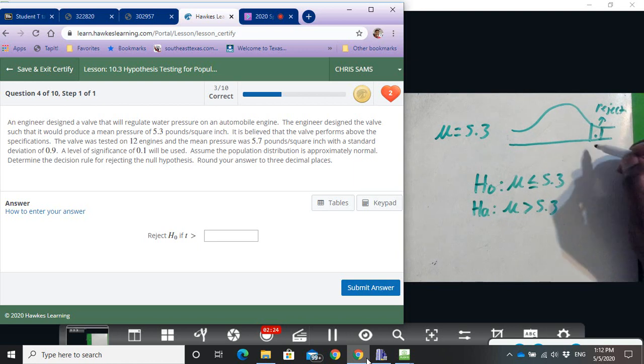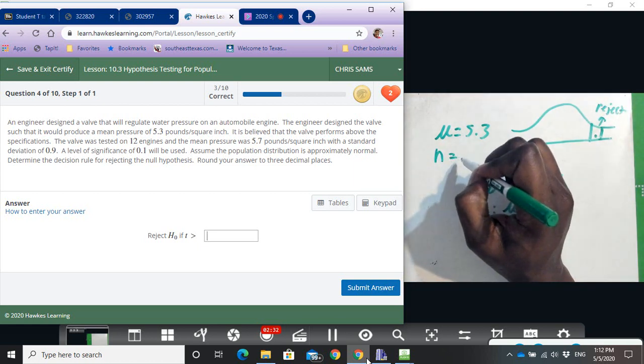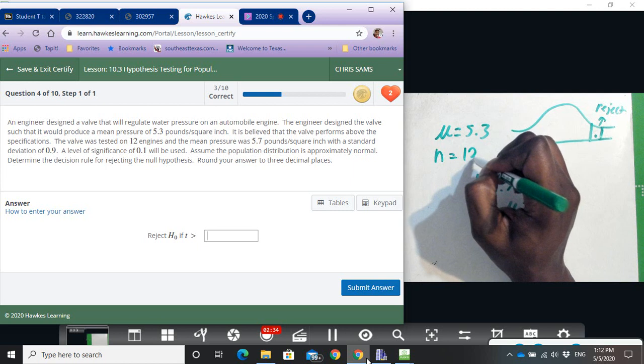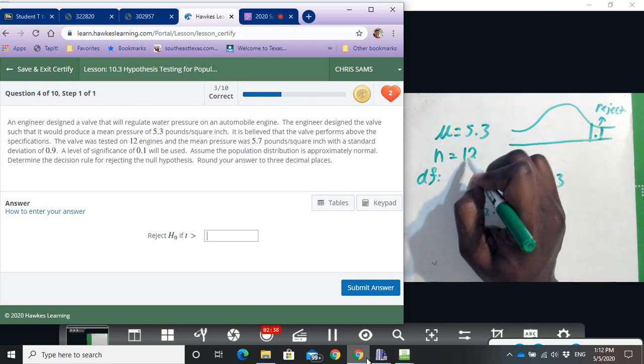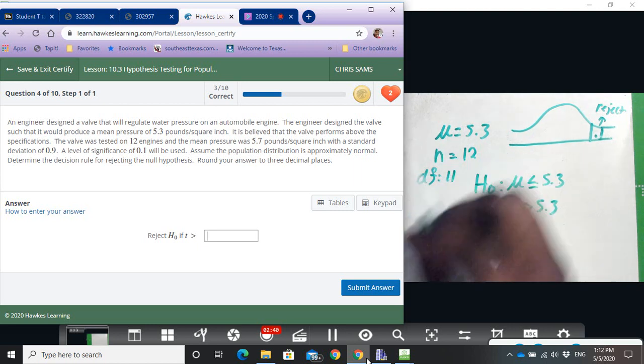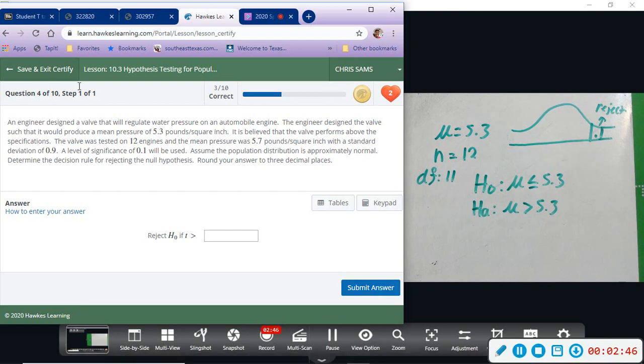So I need to know my critical value is going to come from 10%. I do need n. It says the sample size n was 12. So my degrees of freedom, because we don't know sigma, would be 12 minus 1, which is 11. So I have to use the t table to get my critical value.